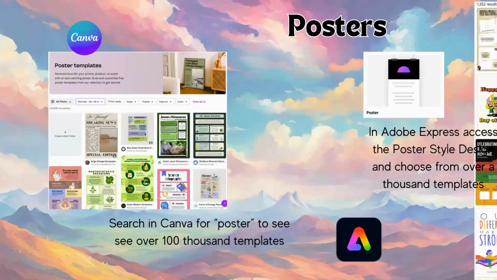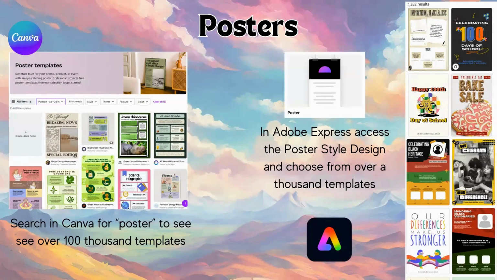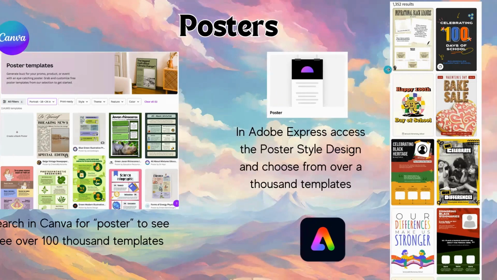And with posters, Canva always says you should start inspired because they have a huge template library for all of their designs, and they have a lot for posters as well. So if you just search for posters, you'll see over 100,000 poster templates. So you and your students don't have to start from scratch. You can start inspired, as they say, with a template, and then just make the tweaks and changes that you need to fit your message and your audience. And the same thing applies to Adobe Express. If you just click on the poster style in Adobe Express, they have over 1,000 templates as well for posters. So you can find both of those.